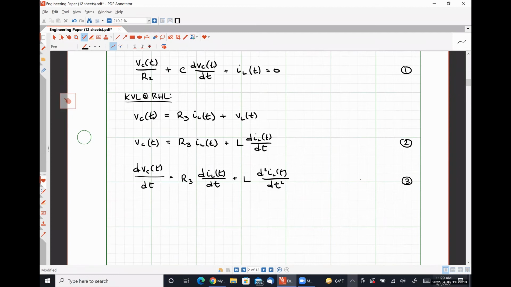All right, so at this point, it's just algebra. It's an annoying amount of algebra, but it is algebra.